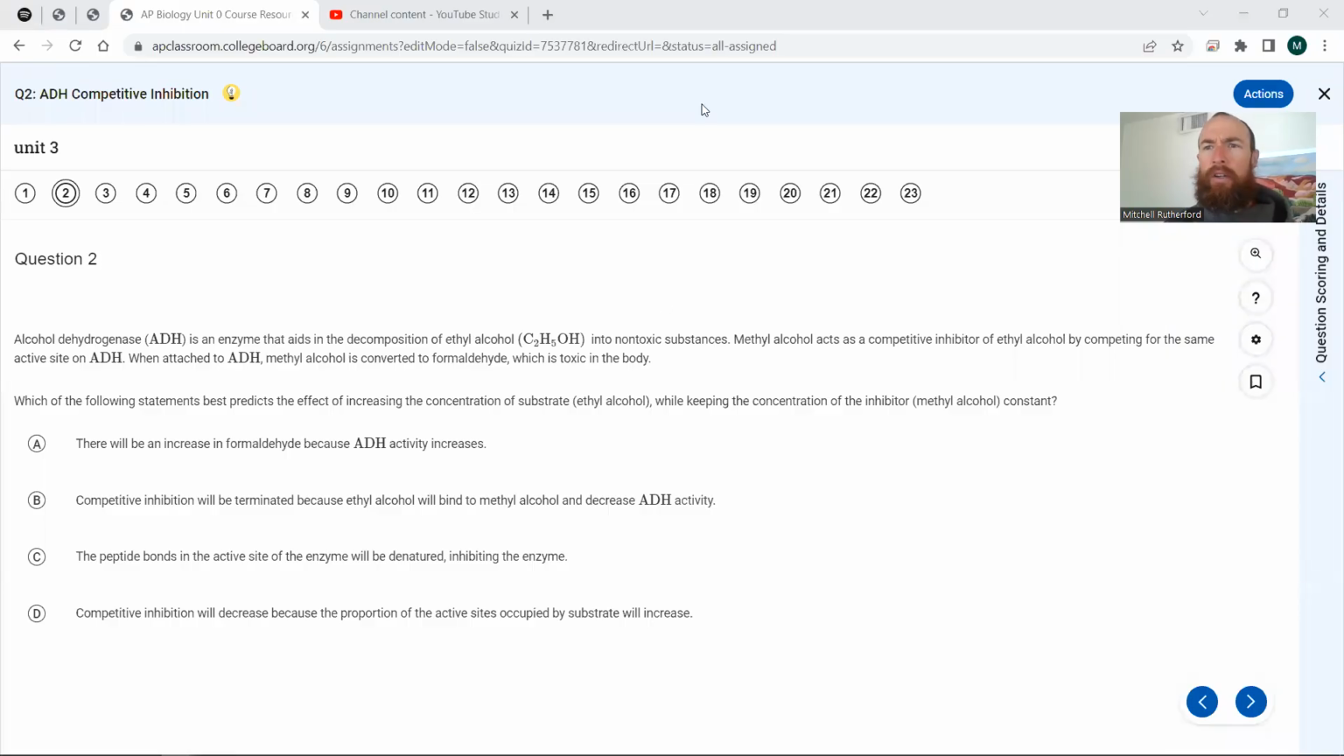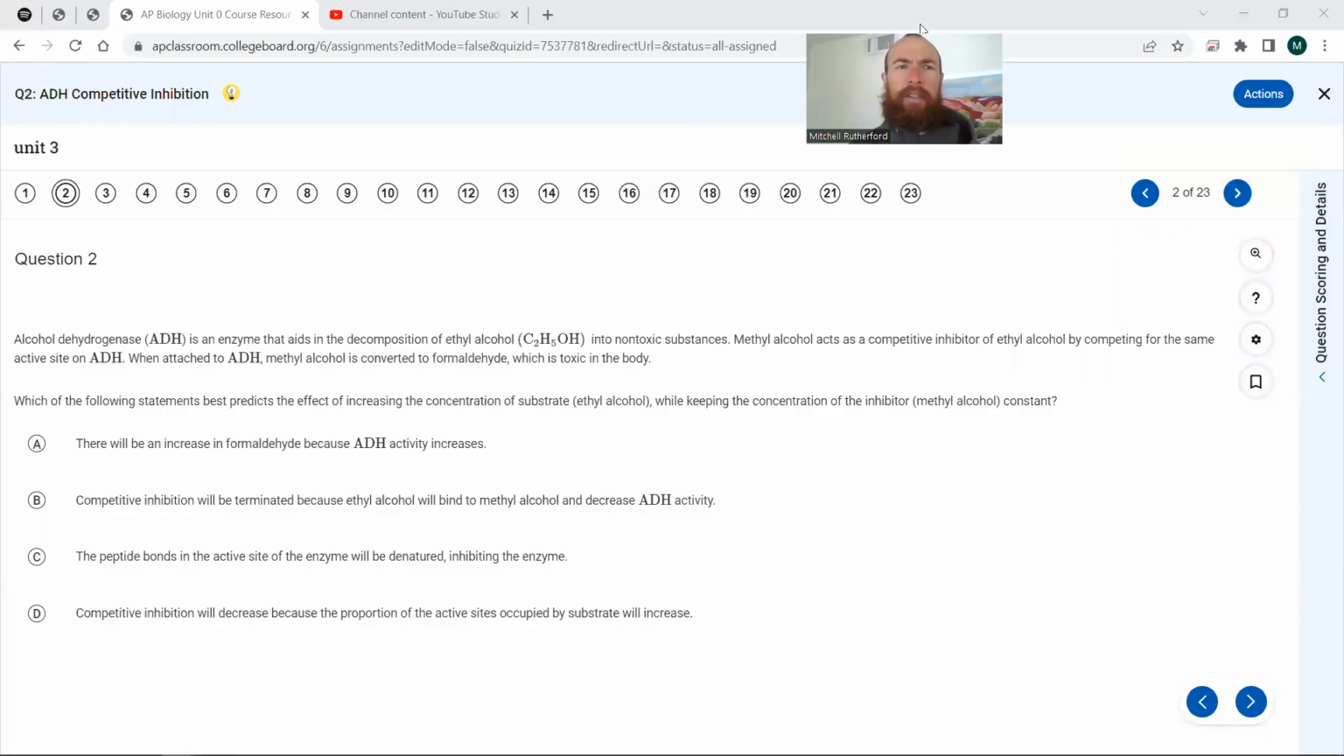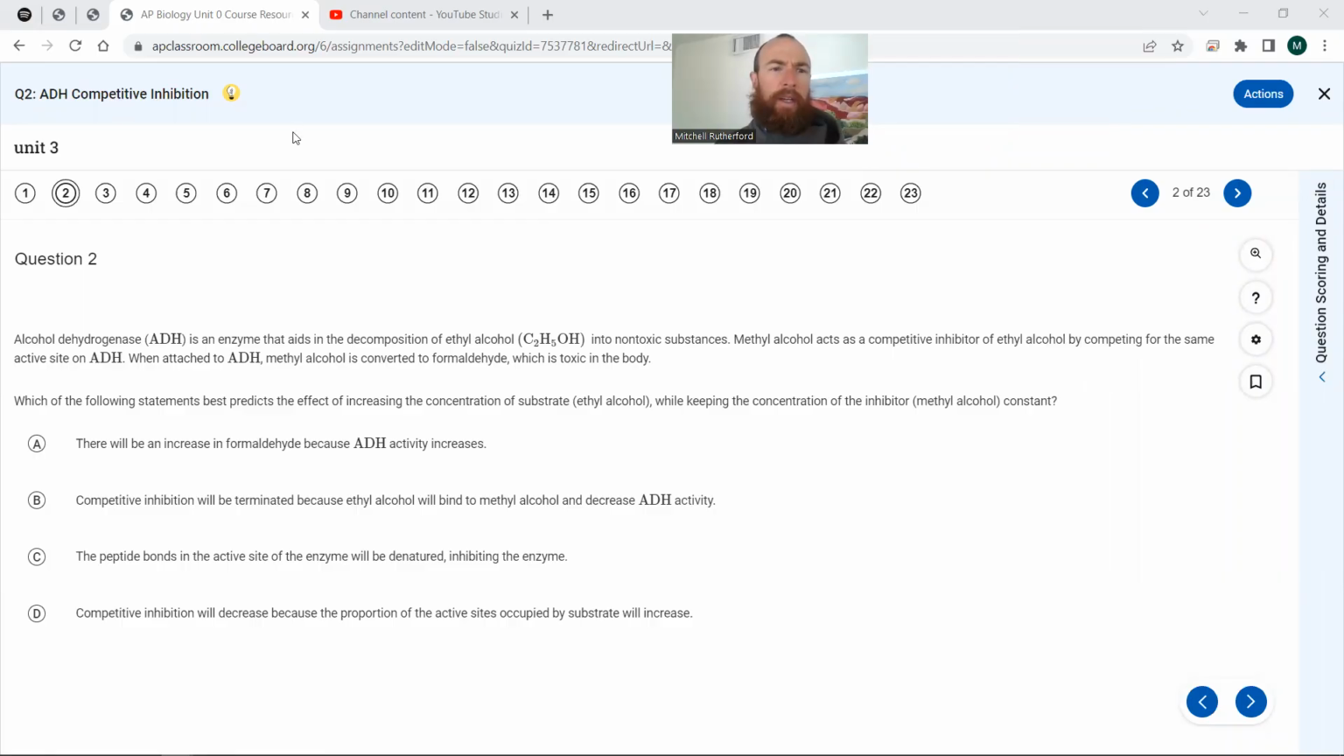Hey, yo, it's Rutherford here. We're going to do Unit 3, AP College Board, multiple choice questions. Okay, so move my face up here. Unit 3 is our cell respiration, photosynthesis, energetics unit.